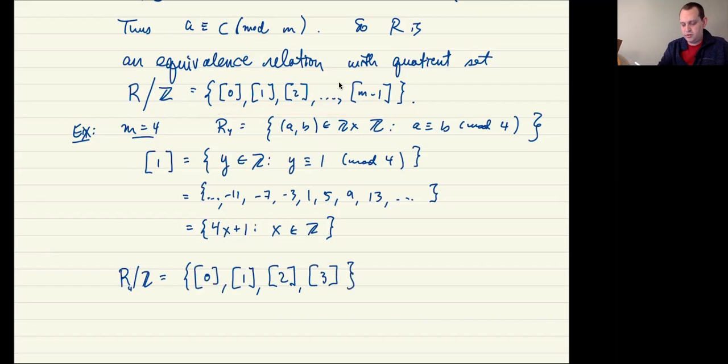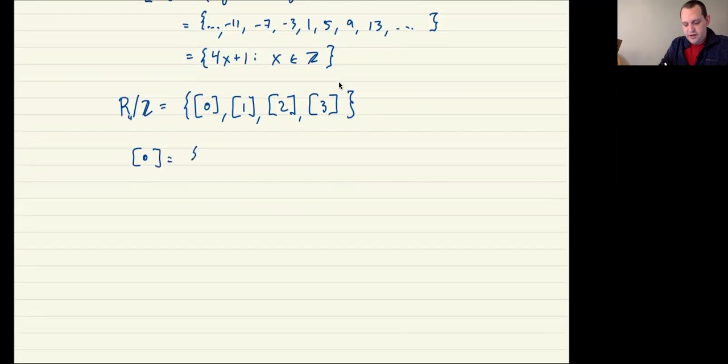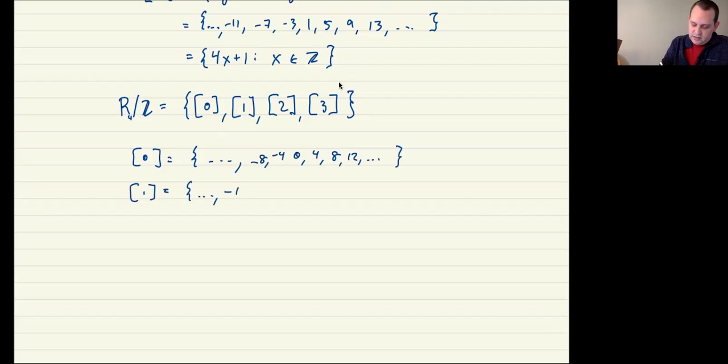And I want you to remember two things about equivalence classes. Let me write them down first. So the equivalence class of 0 is going to be all the integers that have a remainder of 0 when divided by 4. These are precisely the multiples of 4. So 0, 4, 8, 12, -4, -8, and so on. The equivalence class of 1 we just found before. So that's -11, -7, -3, 1, 5, 9.